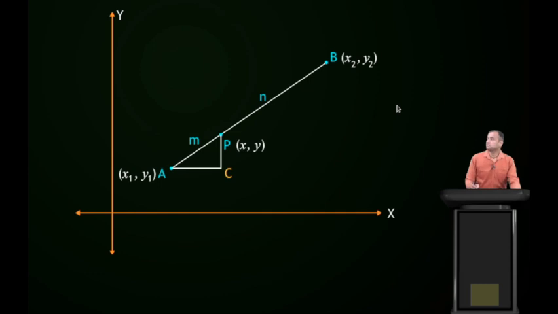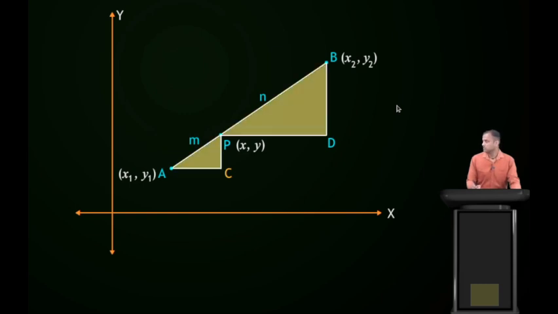So let's take the triangle ACP. This is a right angle triangle where the value of AP we can take as M, and another triangle is PDB. Now we have to find the coordinates of P, which is (x, y). So first we have to identify the lengths of the triangle. So in triangle APC, what is the distance of AC? Can you guess?